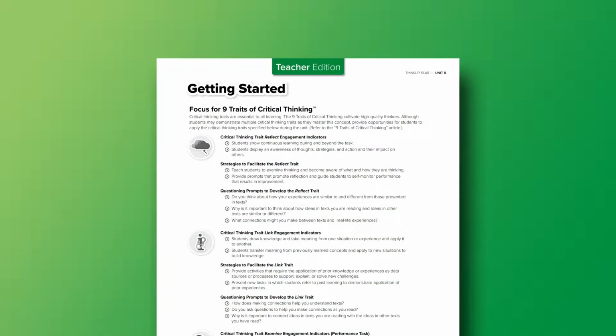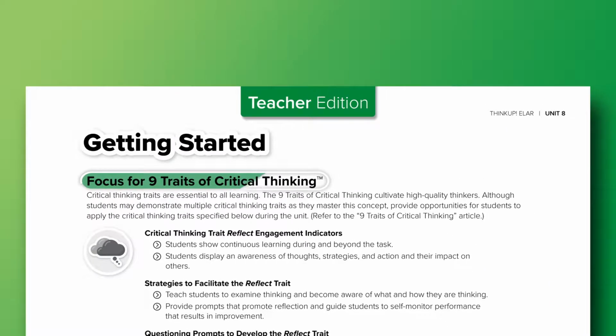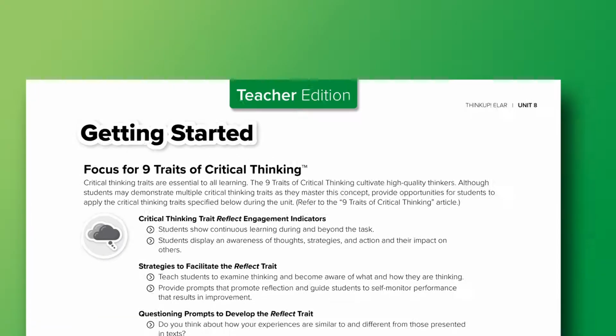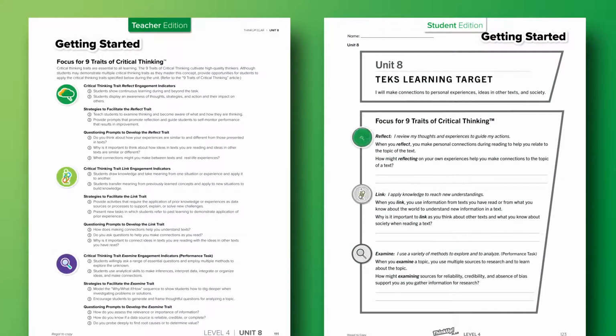Mentoring Minds has identified 9 traits that cultivate high-quality thinkers. When students think deeply about what they're learning and the process behind it, they're remembering longer and mastering stronger. Each unit supports the development of 3 traits. It also supports mastery of the unit TEKS.